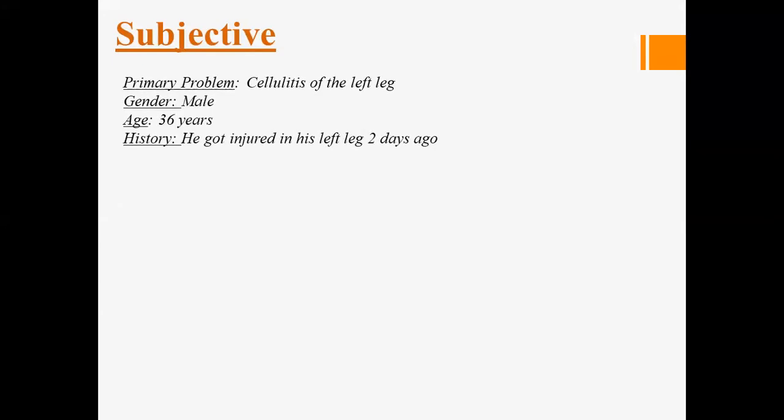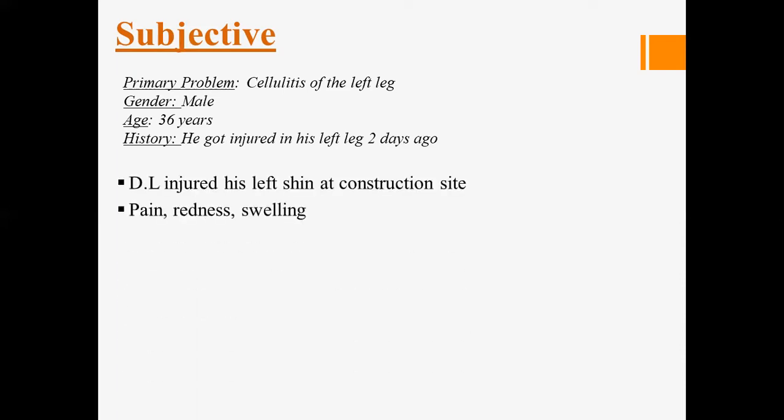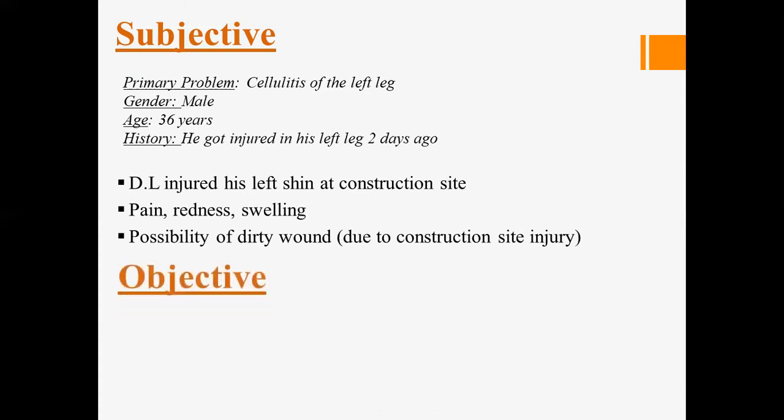Now come towards subjective. The primary problem here is cellulitis of the left leg. As we know, DL is a male aged 36 years having history of getting injured 2 days ago. DL injured his left shin at construction site. He is having problem of pain, redness and swelling at his left shin. He is having possibility of dirty wound due to construction site injury. Now come towards objective. The objective here we have is wound is on left shin.